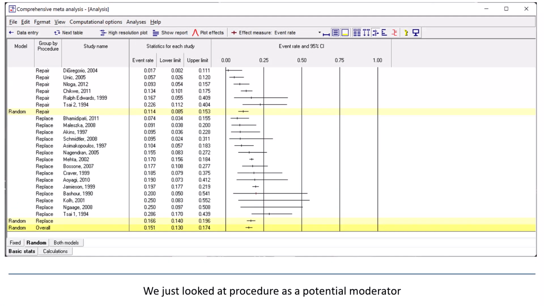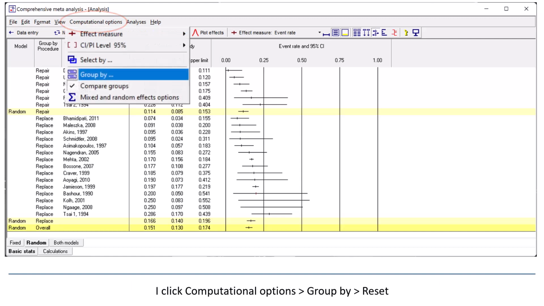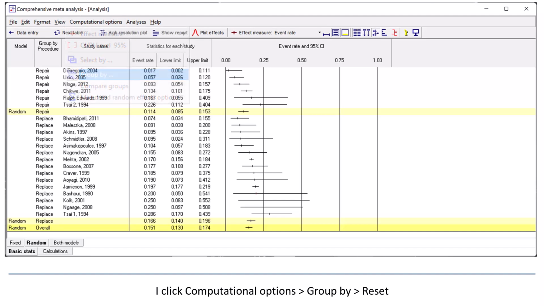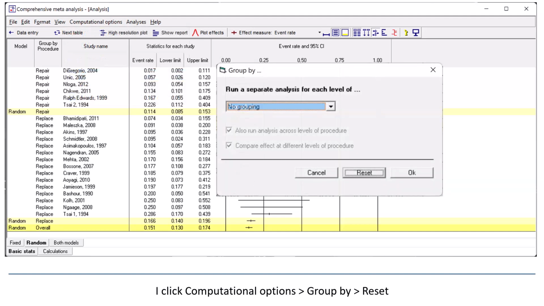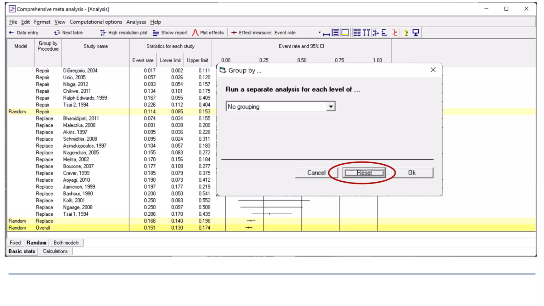We just looked at the type of procedure as a potential moderator. The other potential moderator we want to look at is year, that is, the mid-year of the study. Since year is a continuous variable, we cannot use subgroups analysis to look at its relationship with event rate. Instead, we'll use meta-regression. First, I need to remove the subgrouping. I click Computational Options, Group By, and Reset.